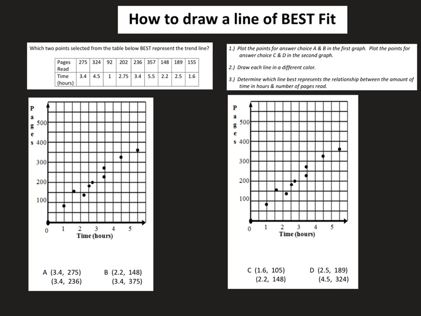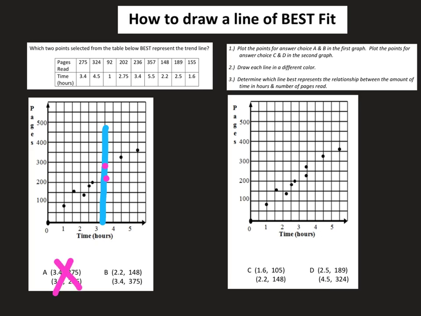I'm going to make these dots a little bit bigger so I don't have to scribble around. So 3.4 and 275. That's really close to 3.5, and then 275 is a little bit below 300. So that dot would be there. Then also 3.4 and 236, which would be the one just below it. If I were to connect those dots, that's obviously not going to be a good choice because it's going to be a vertical line. It would go like this. Okay, that's bad. Totally bad.